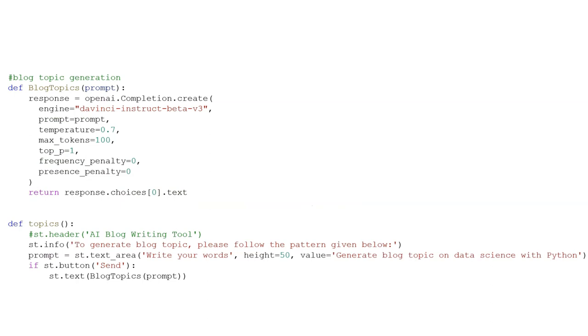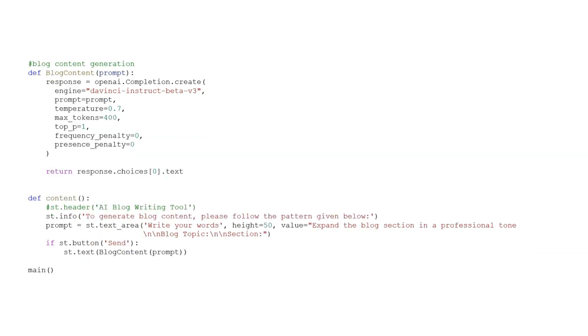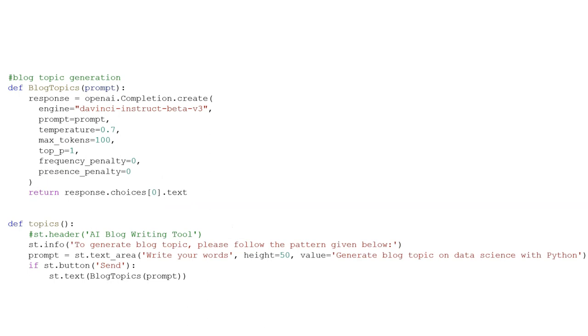We have three options. First is blog topic generation, next is blog section generation, and finally blog content generation. Code is nearly the same for all three options. Block topics prompt defines a function to generate blog topics using OpenAI. openai.Completion.create sends a request to OpenAI to generate text based on the prompt. response.choices returns the generated text. Define topics that you see here, define section, and define content for the other two options are basically functions that define the interactive part of the Streamlit application for each step of the blog writing process. They provide a text area for the user to enter a prompt and a button to send the prompt to the respective generating function.